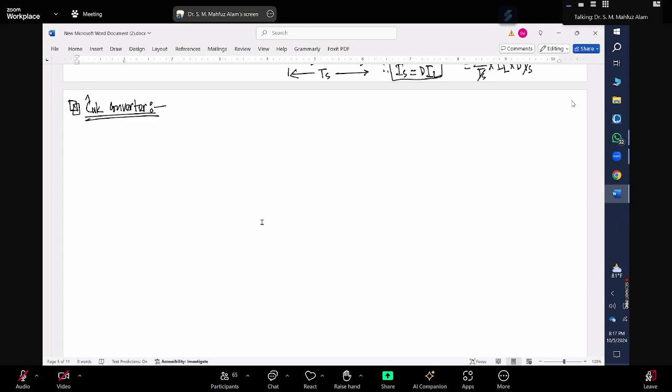So before I start the Chuk converter, is there any question regarding buck boost converter?